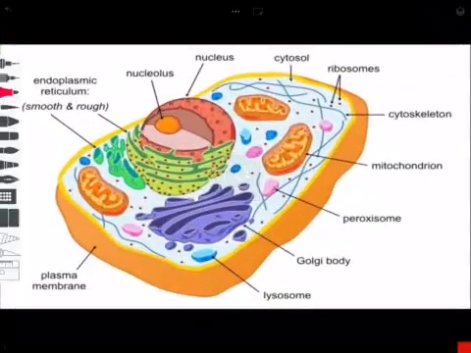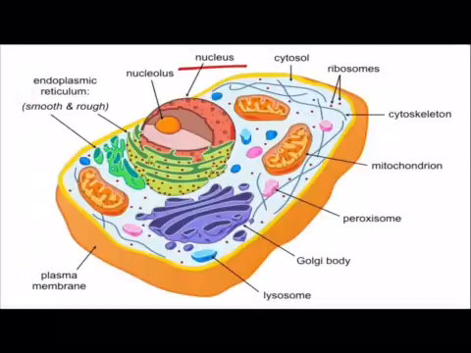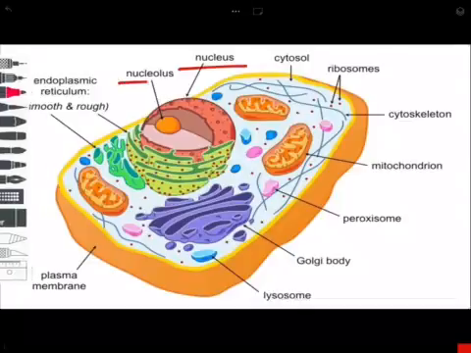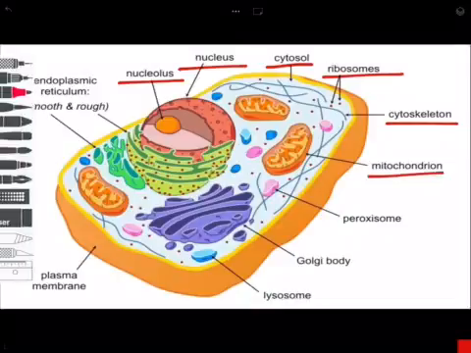Here is a eukaryote cell. As you can see, it has many more parts, so it is more complex. For example, it has a nucleus, which is where the nucleolus and the DNA is located. It has a cytoplasm and ribosomes to make protein. It also has a cytoskeleton, a mitochondria, and a Golgi body.